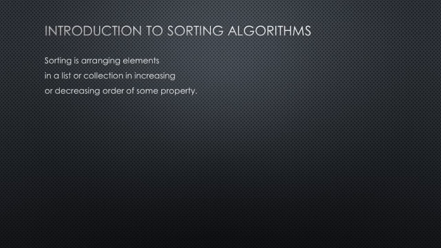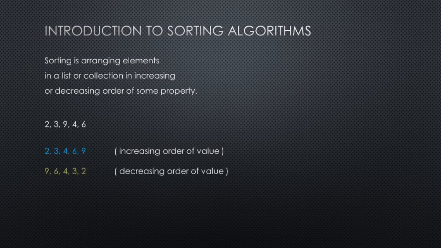So if we have a list of integers, like this, 2, 3, 9, 4, and 6, then sorting it in increasing order of value will mean rearranging the elements like this: 2, 3, 4, 6, 9. And as we have said in the definition, we can do it in decreasing order and the list will look something like this: 9, 6, 4, 3, 2.